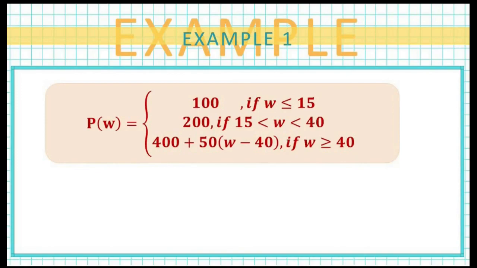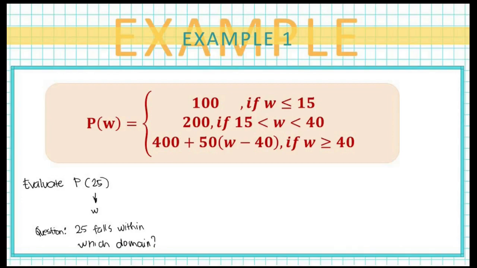Let's have the same piecewise function, but this time substitute a different value. Say, for example, this time we will be tasked to evaluate P of 25, where 25 is the one you're going to substitute as W. So again, we ask this question, 25 falls within which domain? So again, we label the three given domains as A, B, and C. Let me just do it again.